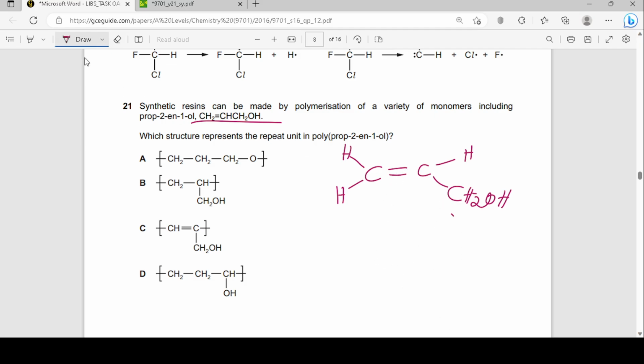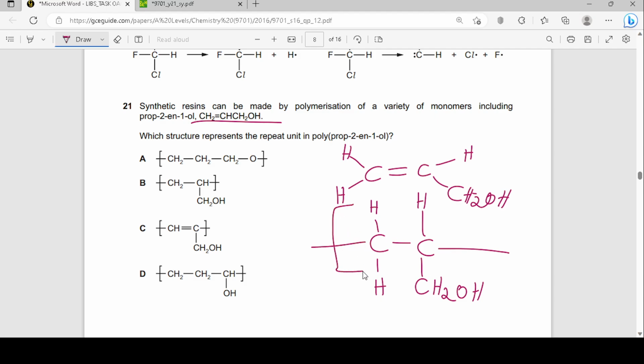What we have to do is first break the pi bond. So it's just like this, and then we keep these bonds. There's just a single bond between the C and the C, right? So this is just going to be like this, and then we add side bonds, connecting bonds, and then it's however many units of monomers you have. So you just write n here: n of this monomer, this repeat unit repeated n times.